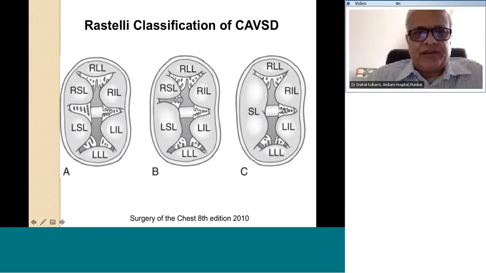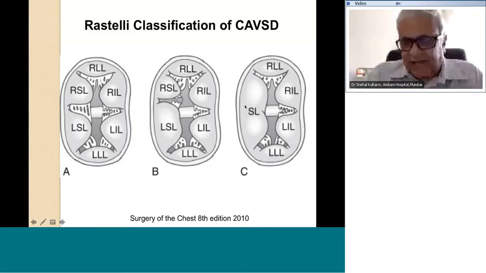So just to summarize what Rastelli's classification is all about, in type A you have the superior leaflet with a lot of attachments to the crest of the interventricular septum, and you have type B, where some of these attachments course onto the contralateral ventricle, and type C, when there are no attachments of the superior bridging leaflet, and it's a free-floating leaflet, commonly seen in Down syndrome.